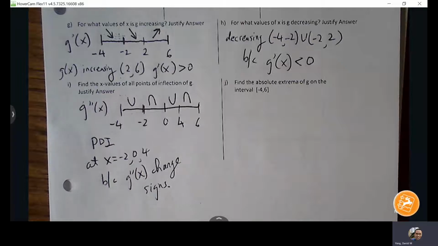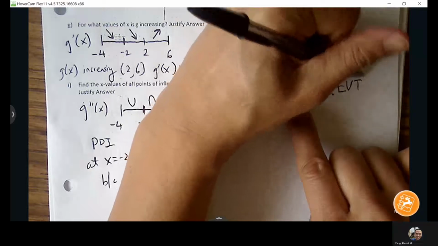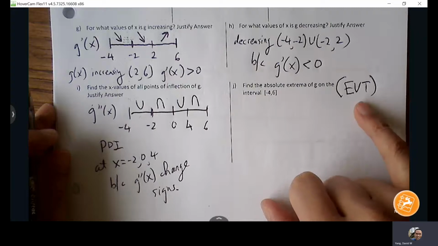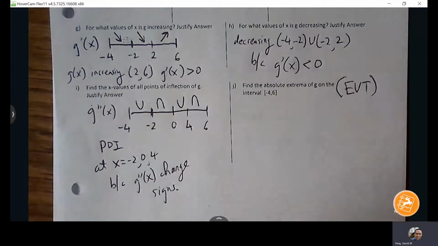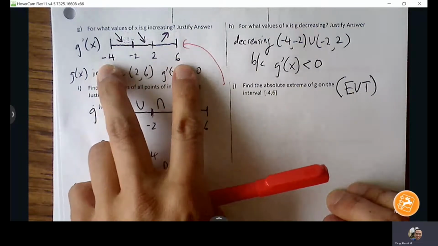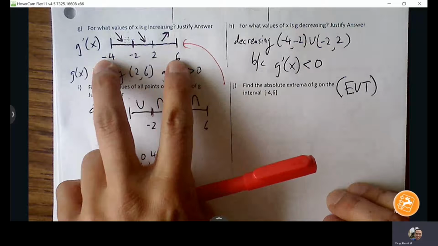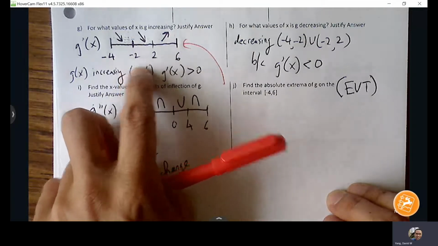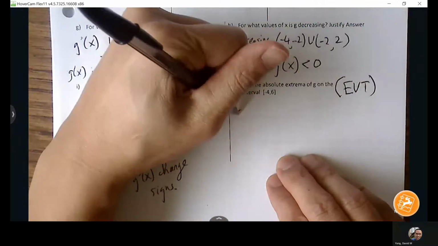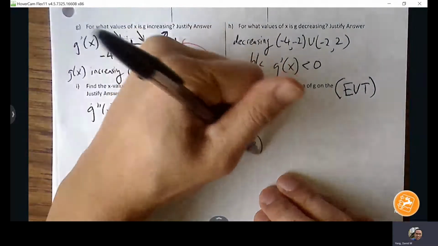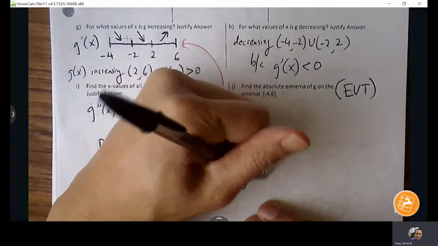Okay, find the absolute extrema. So find absolute extrema. This is EVT. So to do extreme value theorem, what candidates did we look at? Yeah, relative min, relative max, and endpoints. So just look at your slope sign line. All you need is to look at this, right? Don't include -2. -2 is not a relative max, relative min. You're just going to test G of -4. You'll test G of 2, and you'll test G of 6.